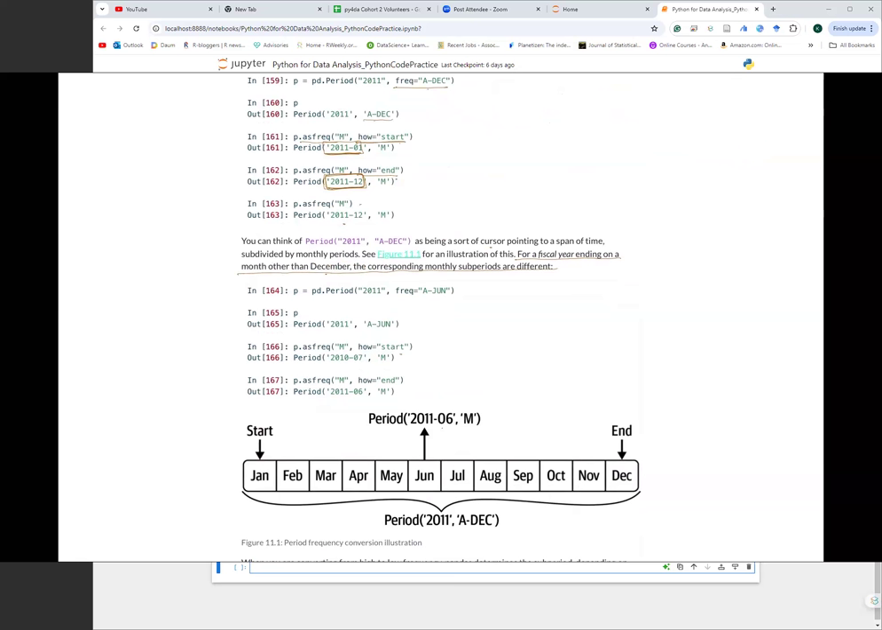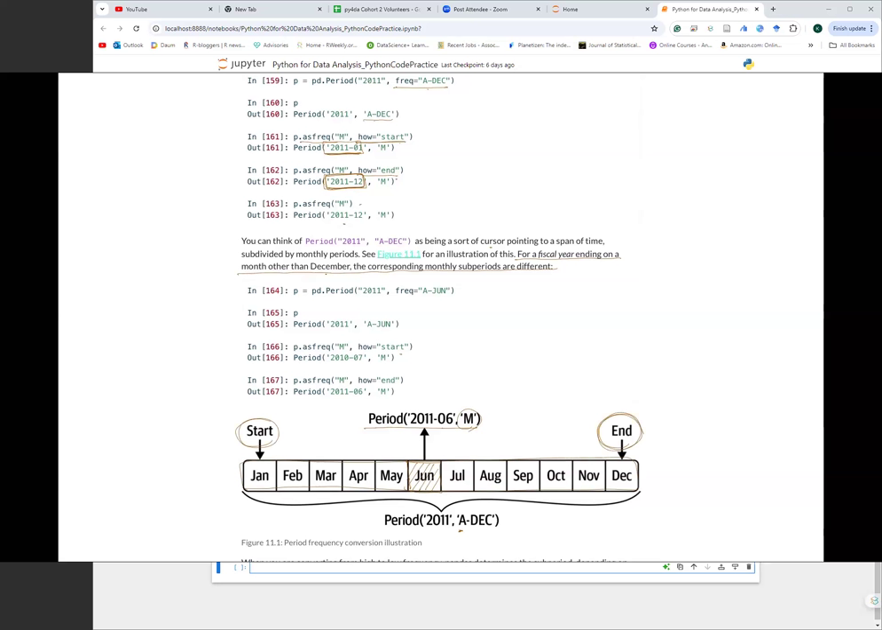So as you can see here, maybe if we can try to do the period 2011, June 2011, and month means the whole month as one period. Maybe from January to December, the entire year is going to be the period, where this one is the start and this one is the end.